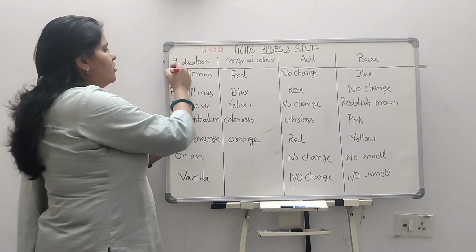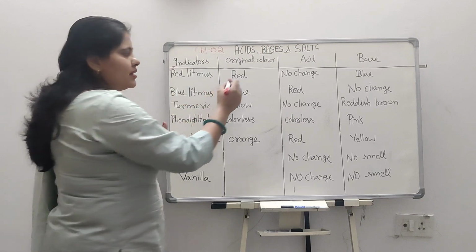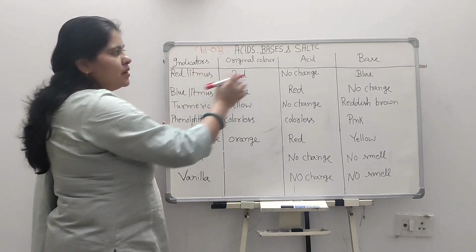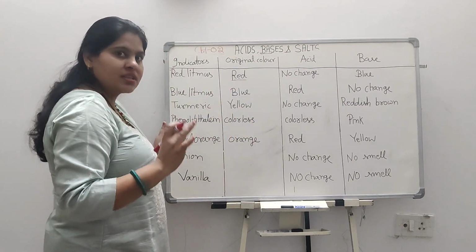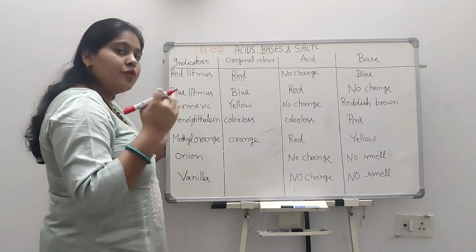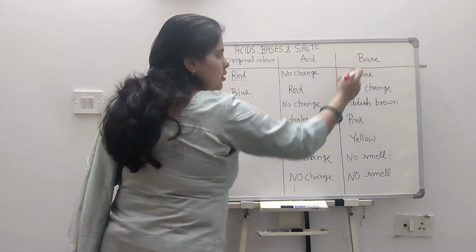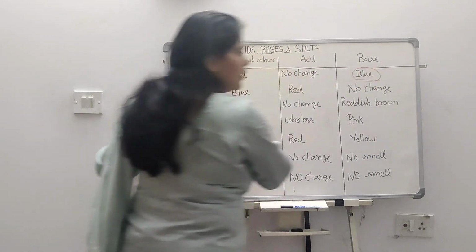So first is about red litmus. Red litmus, its original color is red. When you dip red litmus paper in acidic solution, then there will be no change in its color. But if you dip red litmus paper in basic solution, it turns to blue.